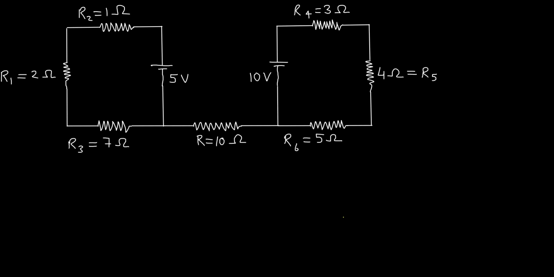Hello students, so today we will see this circuit question, and the question is what will be the current in this middle bridged resistance R equal to 10 ohm. So we can see that there is a left loop in the circuit, there is a right loop in the circuit, and there is a bridged R equal to 10 ohm resistance which connects both loops of the circuit. So the question is what will be the current in this R equal to 10 ohm.